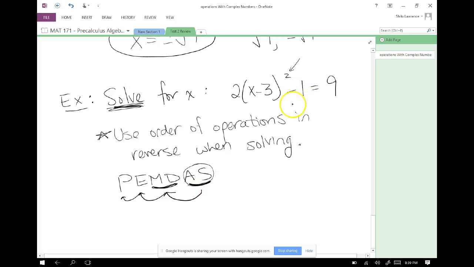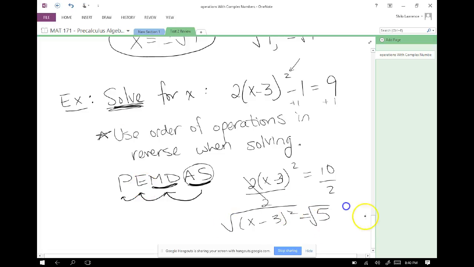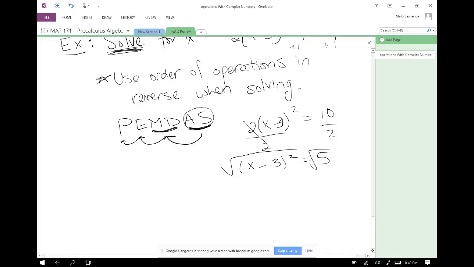So to solve this, I need to start with subtracting 1 here. I need to move that over. So I get 2 times x minus 3 squared equals 10. And then we'll take care of multiplication and division. So we'll divide the 2 over. x minus 3 squared equals 5. Then we'll take care of exponents. To get rid of the square, we will square root. And remember, anytime you use a square root to cancel a square, you've got to put a plus or minus on the number side.